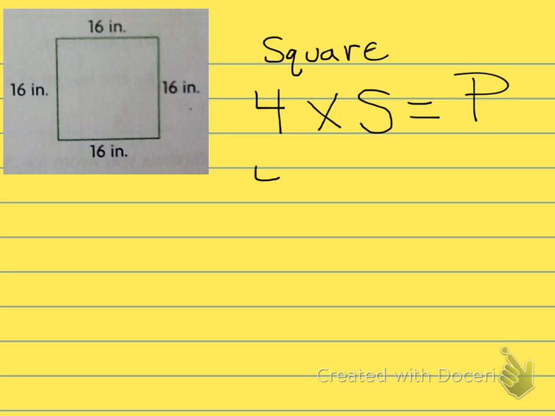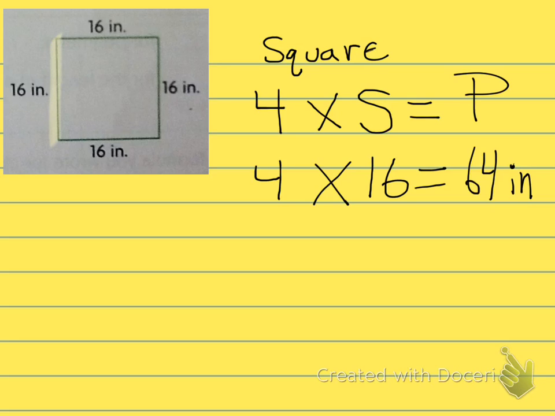In this one, I would just do 4 times 16. 4 times 10 is 40. 4 times 6 is 24. 40 plus 24 is 64 inches. And again, it's a one-dimensional measurement because the perimeter is just measuring the total length of all of the sides together.